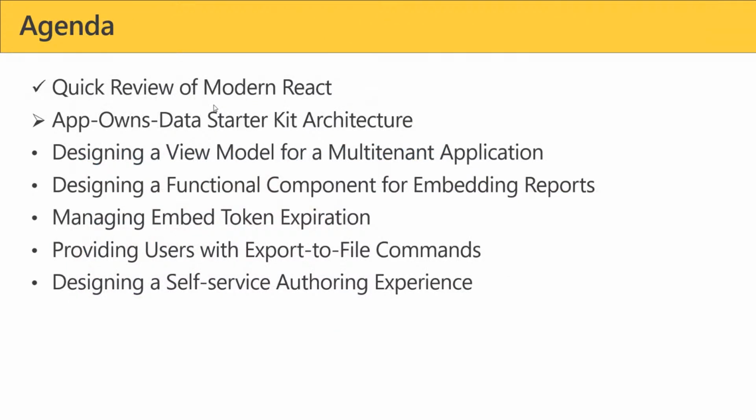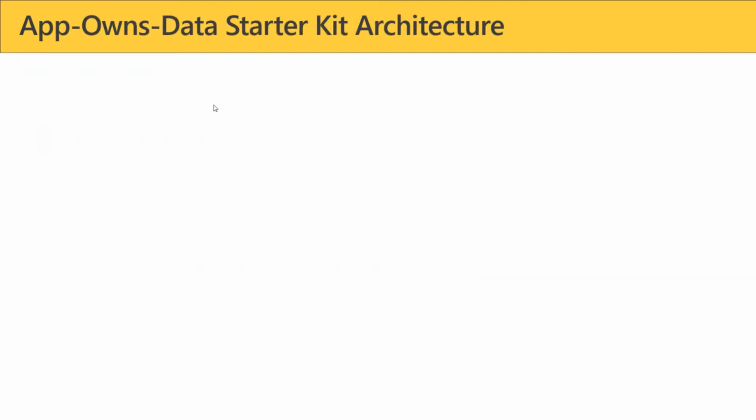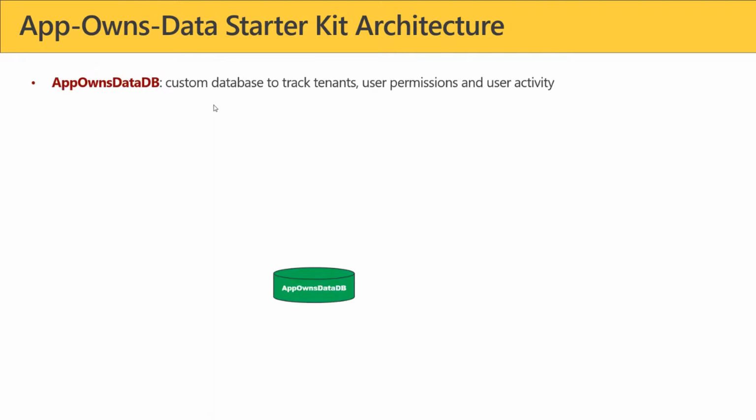Now, the other thing we want to cover before getting into the meat of this application is, what is the App Owns Data Starter Kit? The App Owns Data Starter Kit was something that I created last summer, and it gives a general architecture for App Owns Data embedding. So the first thing to see is that we need our own custom database. We're just using an Azure SQL database instance for this.